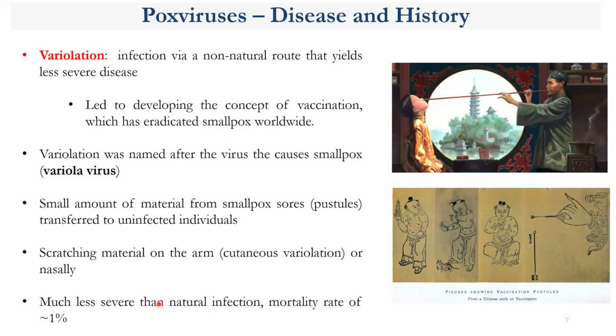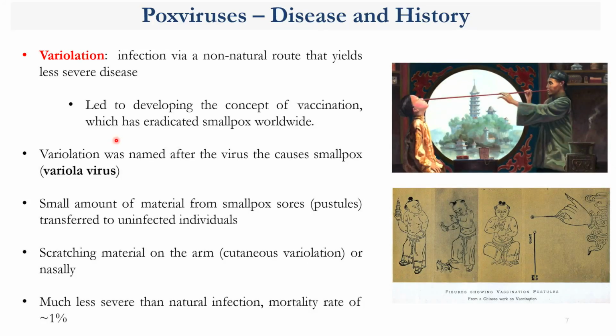Now, since this was a fairly deadly disease, there have been vaccination attempts, so to speak, from way back in, I think, 500 AD or even before that. So one aspect I want to introduce you to is variolation. This is an infection by a non-natural route, and it leads to less severe disease, okay? So this is what eventually led to the development of the concept of vaccination. And this has eradicated smallpox worldwide, okay?